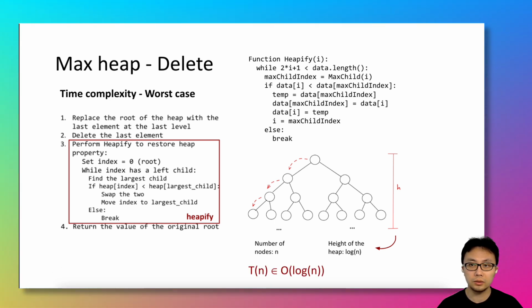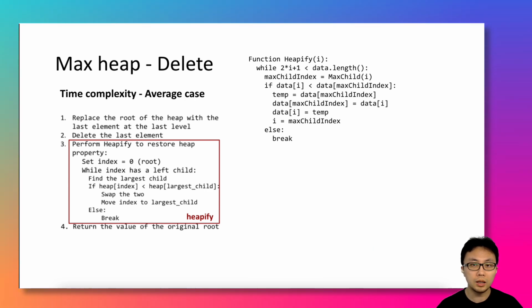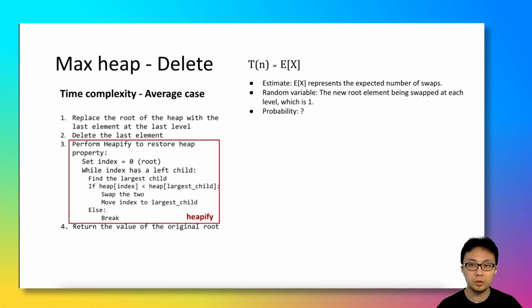So the time complexity of the delete method under the worst case will be big O of log n. That's the worst case. What about the average case? The average case time complexity is in proportion to the expected number of swaps, I mean the swaps that are required to bubble down the new root element to its proper position, or say proper level. By new root, I mean the last node that you used to replace the original root.